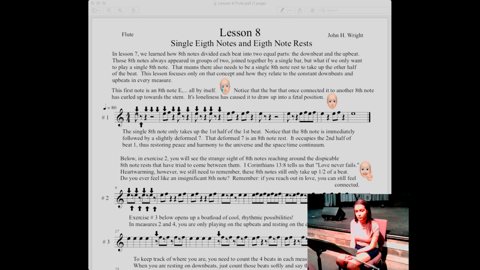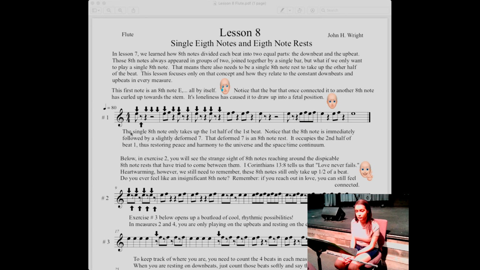So number 1, you'll go 1, 2, 3, 4. And remember, this eighth note rest is only taking up half of the beat. So these together are beat 1. You have to immediately jump to beat 2, like 1, 2, 3, 4. 1 and 2, 3, 4. Same thing here. So now in number 2, we're going to go 1, 2, 3, 4. You're basically just playing short notes on the downbeat while you're resting on the upbeats.